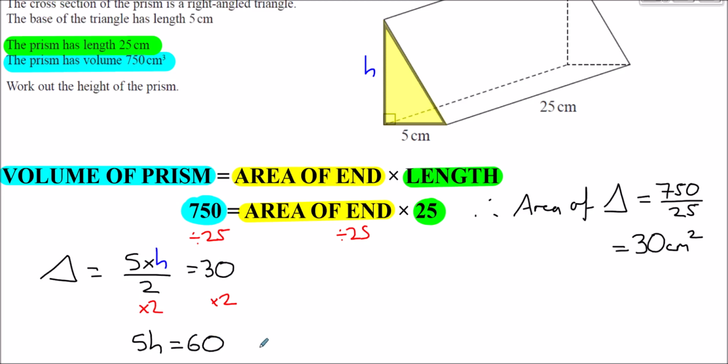60. So therefore the height, final step of rearrangement, to go from 5 h's down to just 1 h, we can divide both sides by 5. So the height's going to be 60 divided by 5. How many 5s in 60? That gives 12. And the units, of course, are centimetres. So the height of this prism is 12 cm.